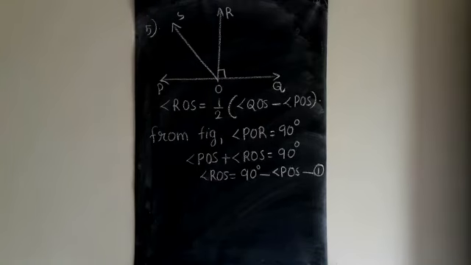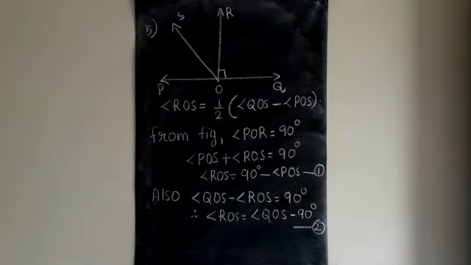Also from the figure, what is angle QOS minus angle ROS? You just observe the figure. Angle QOS minus angle ROS, you will get 90 degrees, isn't it? So from this we can form the second equation. What is that? Angle ROS is equal to angle QOS minus 90 degrees. So we have two equations, equation number 1 and equation number 2. Okay. Next step, you just add equation number 1 and 2.